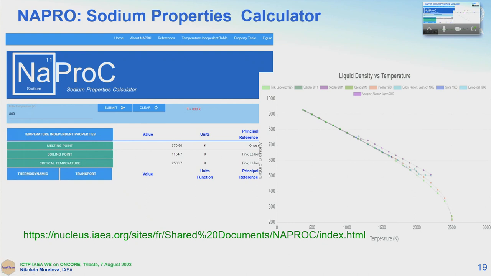Lastly, I would just like to also promote our sodium properties calculator. This was developed after we had a coordinated research project on sodium properties. It's a very comprehensive literature review of all the properties ever published on sodium, and this was then put online, and you can look up various properties and calculate several properties. So all these references are put here. This is also open to all. This is also widely accessible. So if this is something of interest to you, please do not hesitate. This is online.